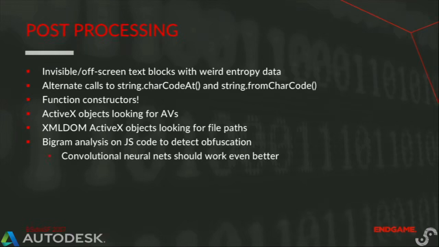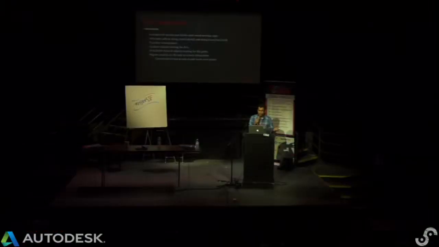Function constructors seem quite fishy. ActiveX objects looking for AV, definitely bad. XML DOM looking for file paths, like XML DOM loading XML that starts with res:// double slash, definitely bad. And lastly, you could look at JavaScript code and find out whether this is obfuscated, minified, or plain simple JavaScript. I did a simple n-gram analysis and it was able to classify really well. But if you have your machine learning chops, a convolutional neural network would do this really, really well.